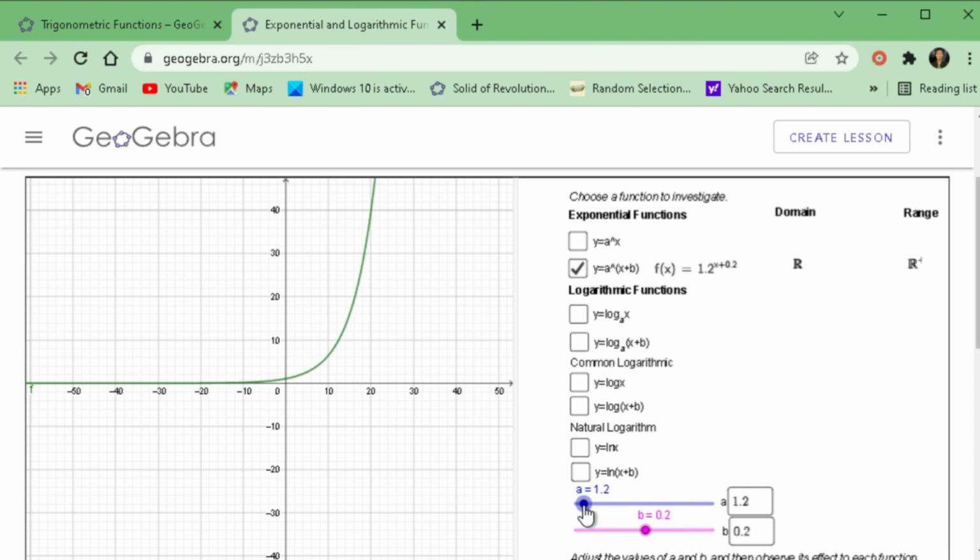When a is less than 1, the direction just changes a little. The domain is still the set of real numbers, and the range is the positive real numbers.